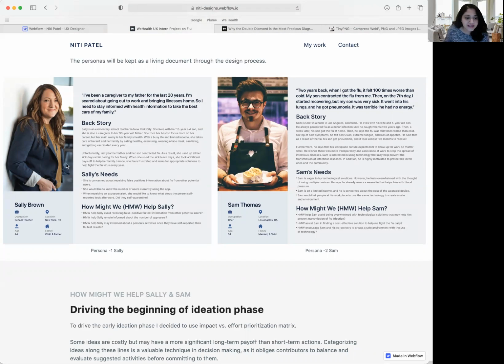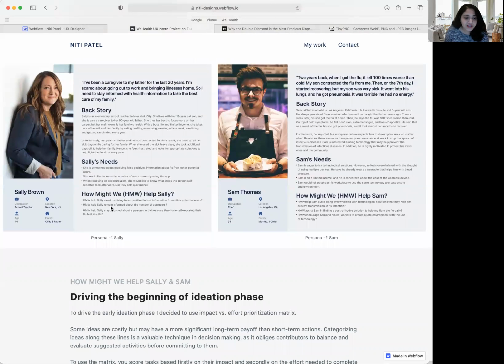So Sally's needs are as follows. She's concerned about the false positive. She would like to know more about the number of users using the app, or any wearable devices or other things. While receiving an exposure alert, she would like to know what the other person did. Did they self-quarantine or not?